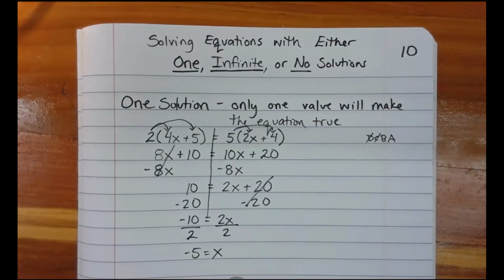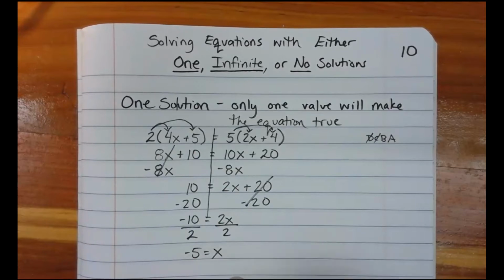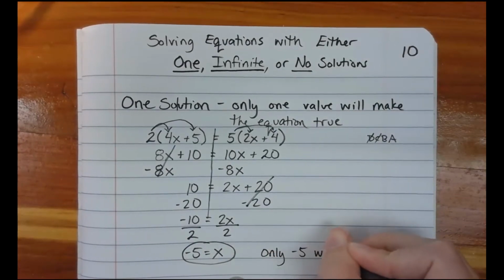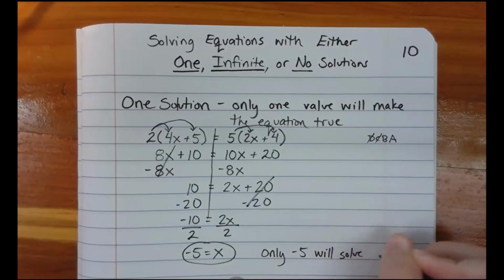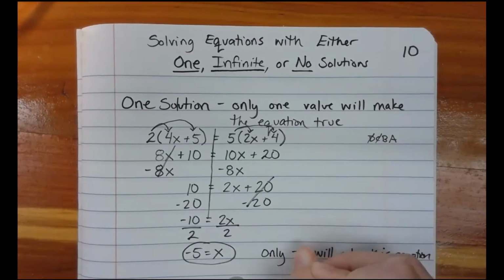All right, so again, you get one solution, right? The answer to this problem is negative 5. And what that means is that only negative 5 will solve this equation. One solution.